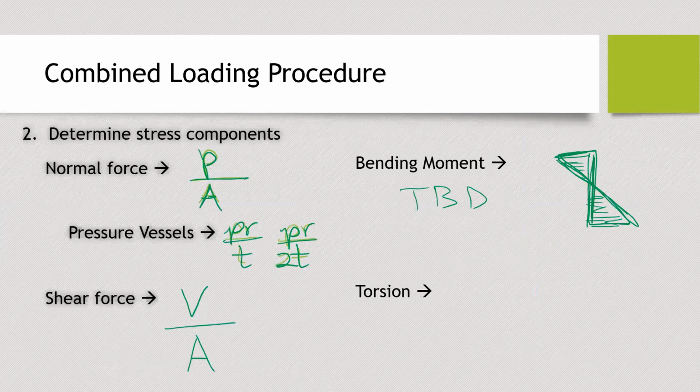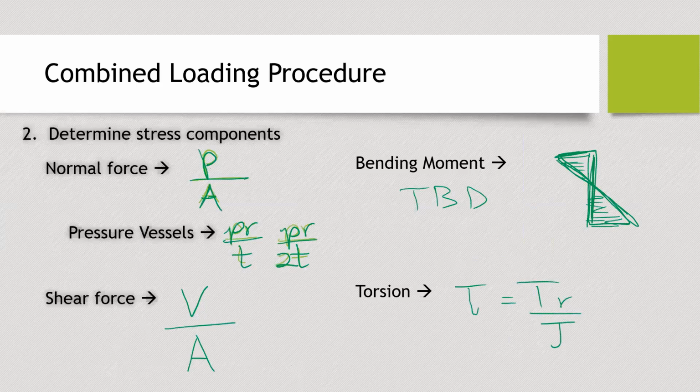And then we have torsion. We've talked about torsion, right? You have your shear stress, that is, let's see, it's TR over J, is that right? That's good.